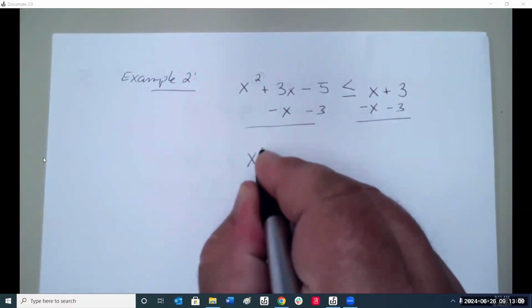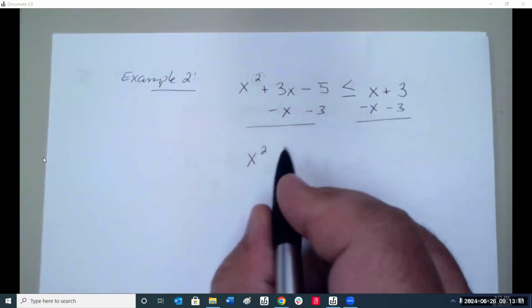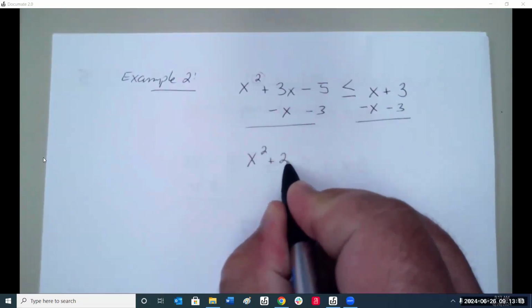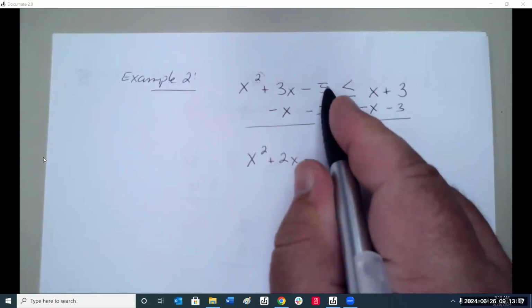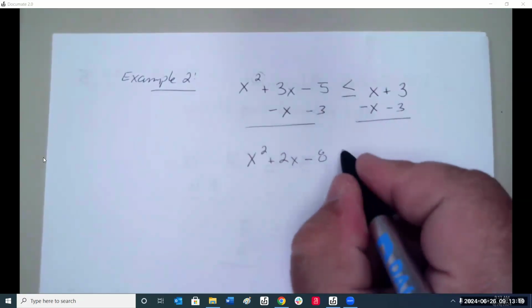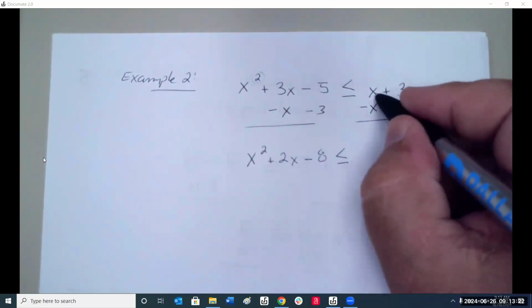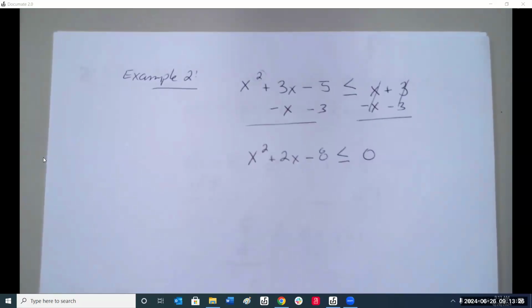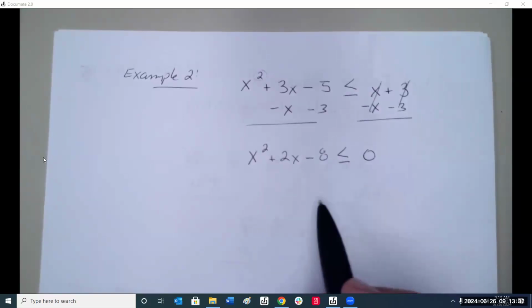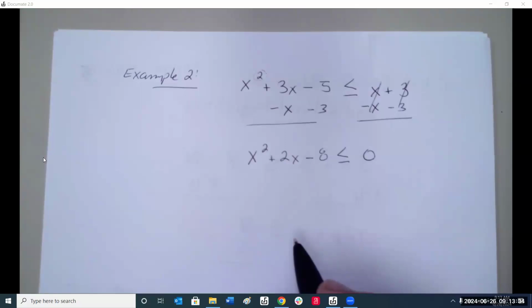So we get x squared. 3 minus 1 is positive 2x. -5, -3, they're both negative, so we add them. These disappear, so it's 0. So we got everything to one side. Now what do we do? Factor.